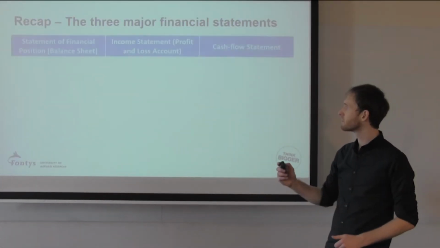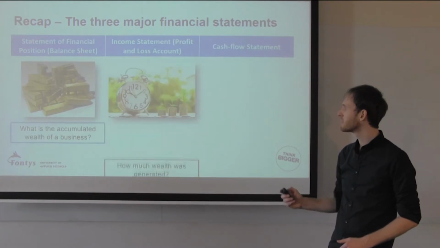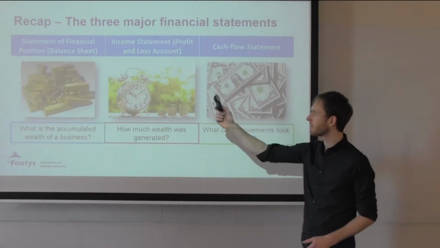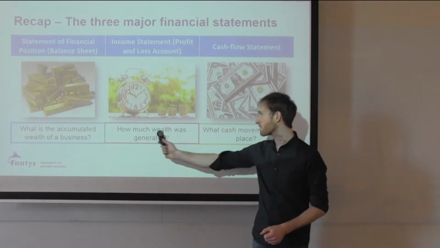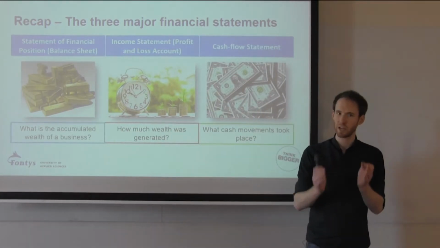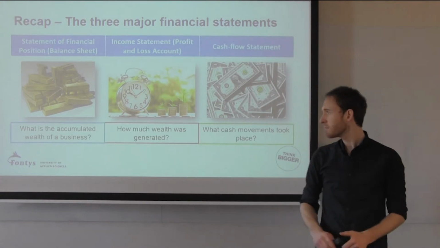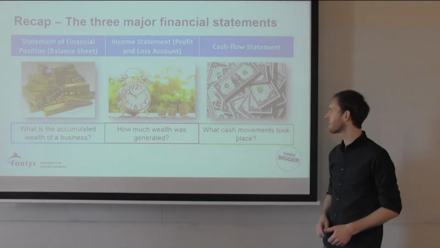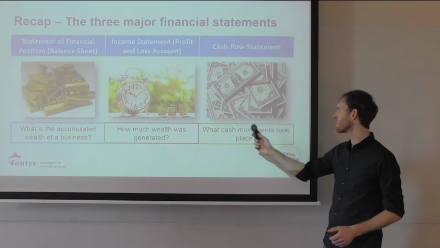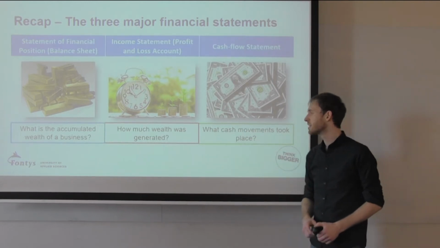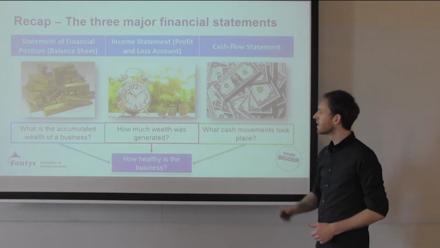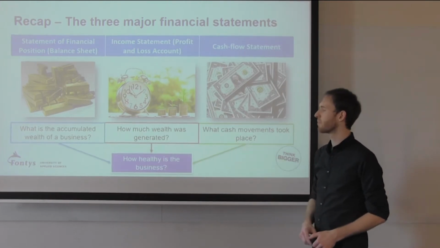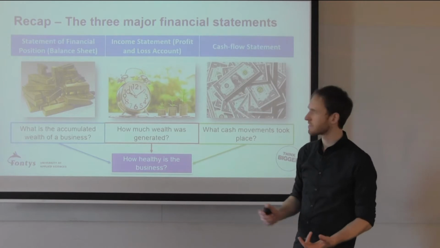Let's start with a recapitulation of last week. We see we have the 3 statements. We have the balance sheet, which is about the total wealth of a business. We have the income statement looking at how much wealth was generated and how it was generated over time. And then next week we look at the cash flow statement, which essentially looks at which cash movements took place in the company, inflows and outflows. And in the end, this all tells us something about how healthy the business actually is.